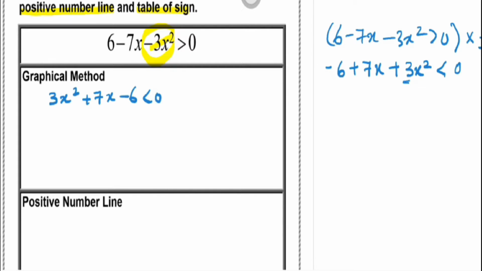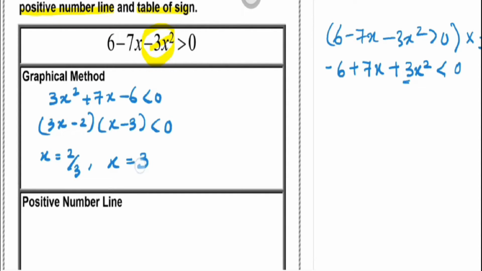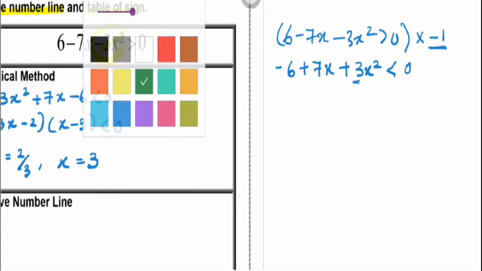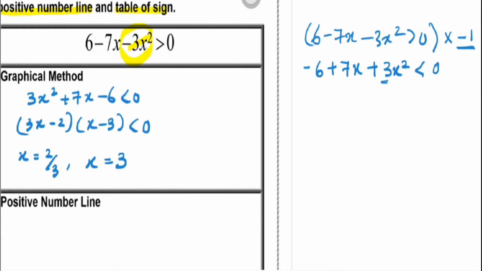Okay, the same. Kita akan factorizekan dia, tekan EQN dalam kalkulator awak. So we're gonna have two factors, 3x minus 2, then another one is x minus 3 less than 0. Okay, note that here our critical numbers are x equal to 2 over 3 and another one is x equal to 3. Once we have found our values of x, kita boleh draw our graph, not table, graph. Sebab this is a graphical method. This is graphical method, guys.